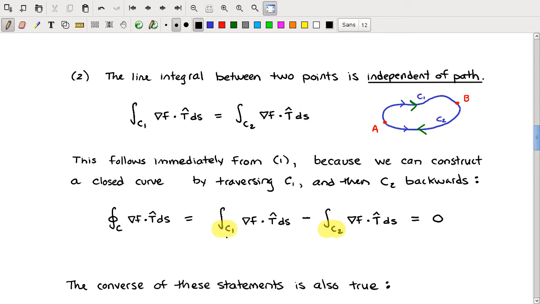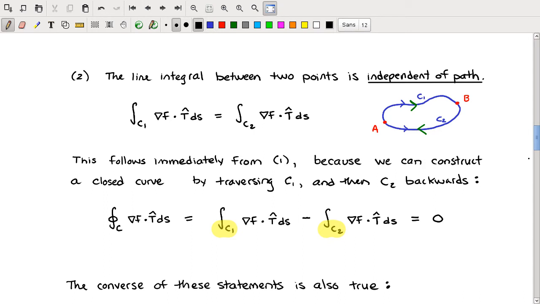So it must be the case then that this minus this is 0, and so they're equal to each other. That is, the integral along either path is the same. And this proves that you can go along any path and get the same value of the line integral. So that's nice to know. If you're given 2 points, it doesn't matter what path you take. You can take a simple path if you like, because you'll get the same value as you would for a more complex path.